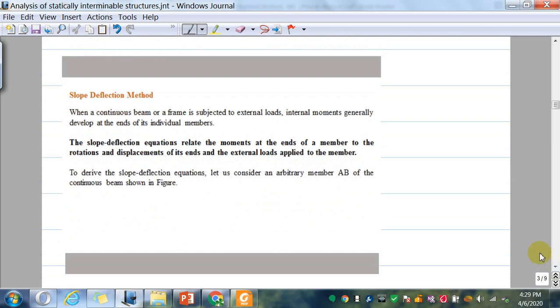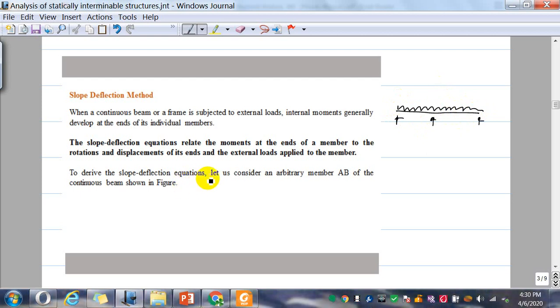When a continuous beam or frame is subject to external loads, internal moments generally develop at the ends of individual members. If you look at a beam, say with three supports like that, then when you load it, due to this loading there are internal moments induced in the member. That is why you plot these bending moment diagrams. The slope deflection equations relate the moments at the ends of the member to the rotations and displacements of its ends and the external loads applied to the member.